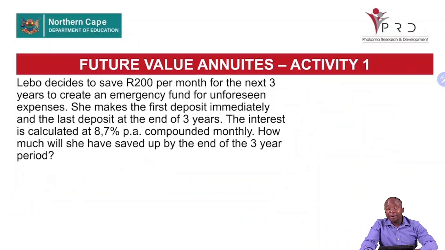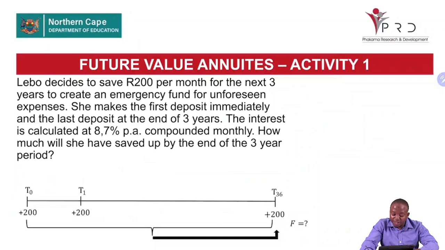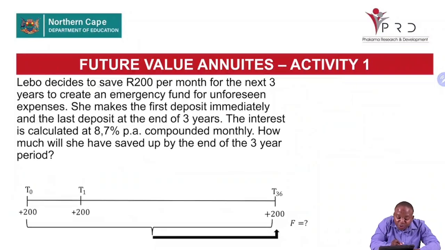Now, remember, when we are looking at finance questions, first thing, we quote down the timeline. That means you collect the data onto our timeline. So what do we do now? We say Lewood decides to save 200 rands. So our X is 200 for the next 3 years. So from T0 until T36, we'll explain T36 now.